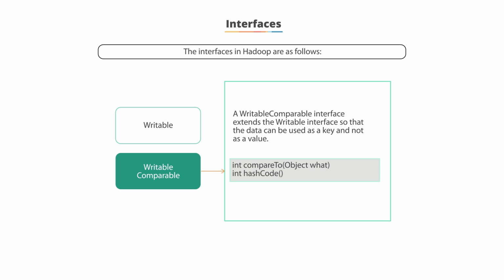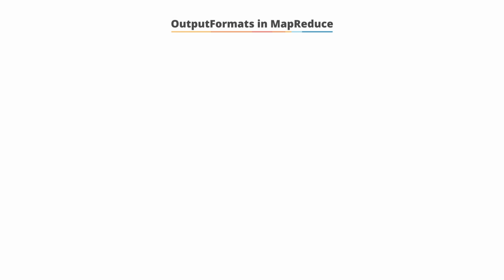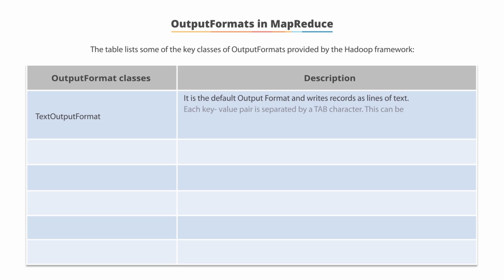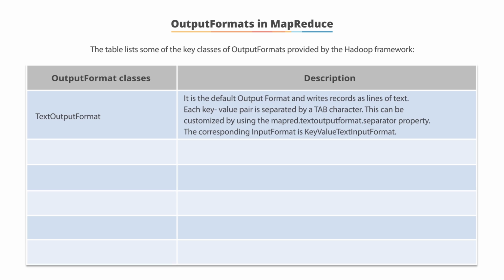compareTo and hashCode. Output formats in MapReduce. Now that you've completed the input formats in MapReduce, let's look into the classes for the MapReduce output format. The first class is the default output format, which is TextOutputFormat. It writes records as lines of text. Each key-value pair is separated by a tab character. This can be customized by using the mapreduce.output.textoutputformat.separator property. The corresponding input format is KeyValueTextInputFormat.